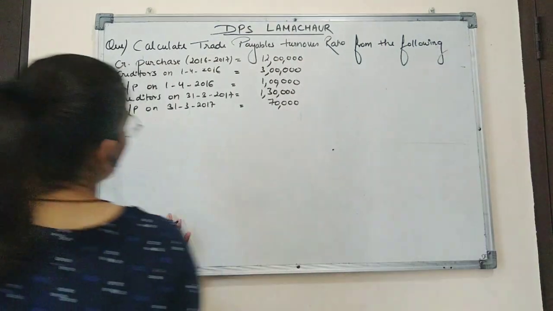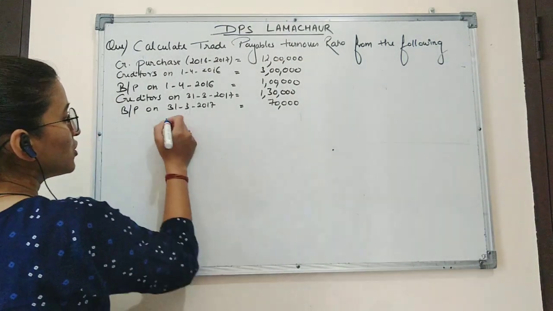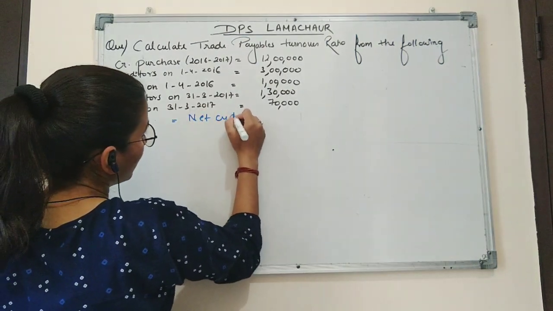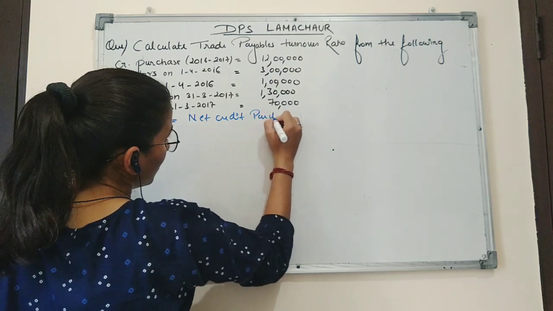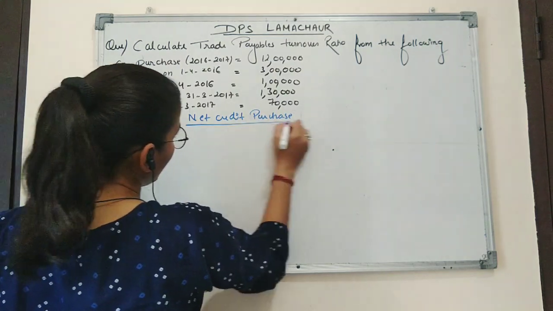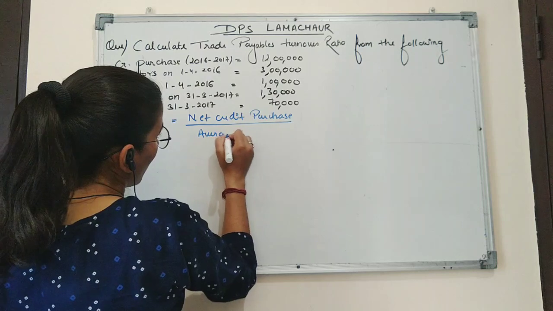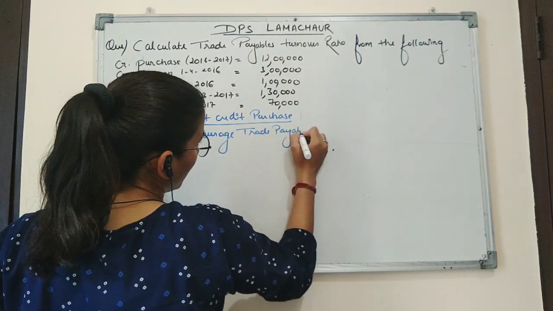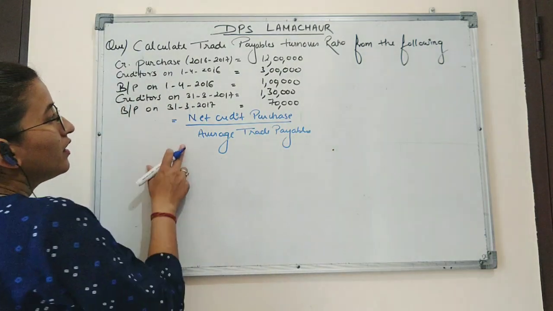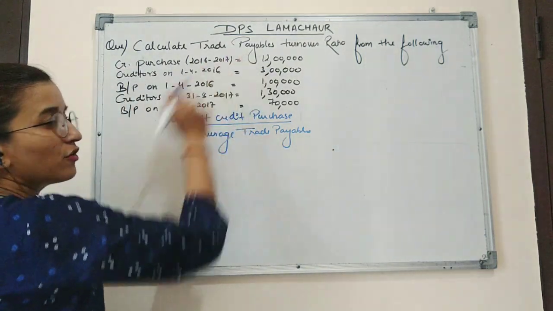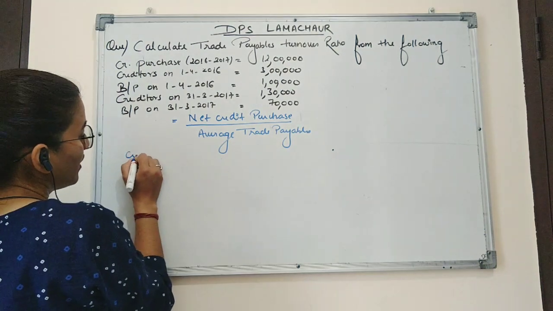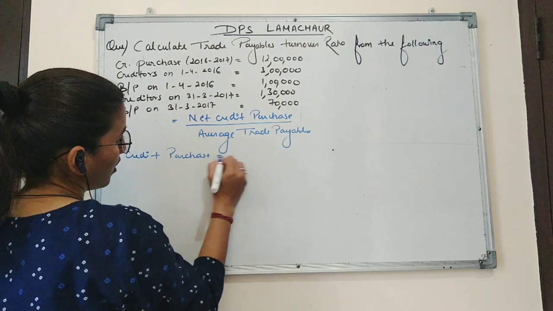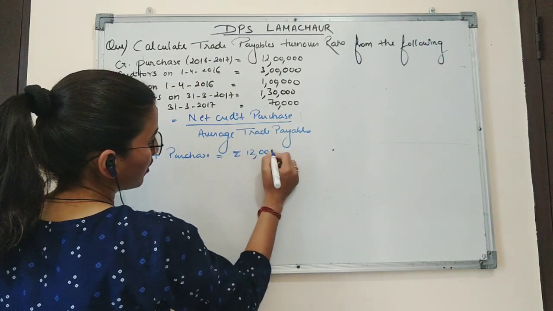So here we know the formula for calculating the trade payables turnover ratio. Formula is net credit purchase divided by average trade payables. So here credit purchase during the year is given as rupees 12 lakh. So credit purchase is rupees 12 lakh.